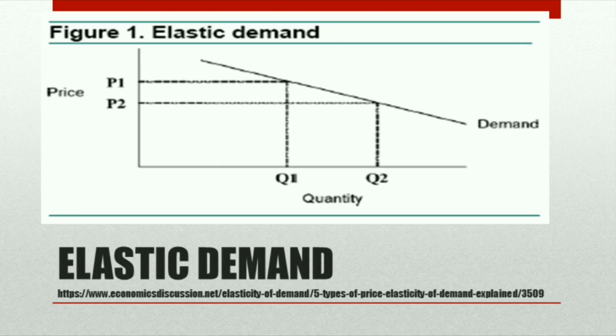In this graph, you can see that at price P1, quantity demanded is Q1. But when price falls from P1 to P2, demand increases from Q1 to Q2. We can see a larger increase in quantity demanded. That means a small change in price leads to a more than proportionate change in quantity demanded. The numerical value of relatively elastic demand ranges between 1 and infinity. Mathematically, elasticity is greater than 1.